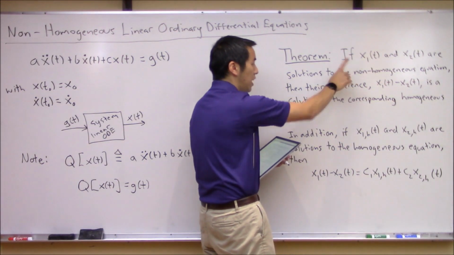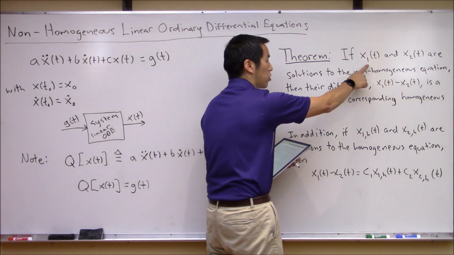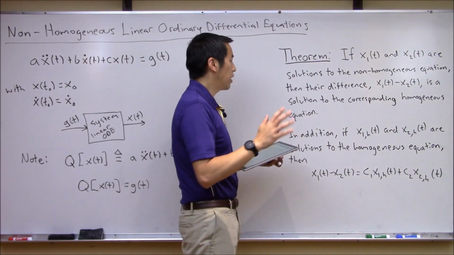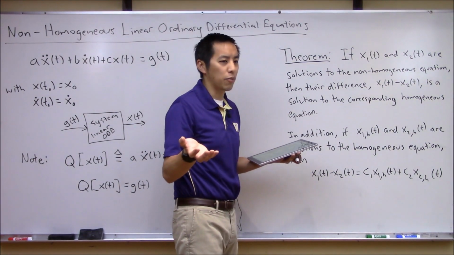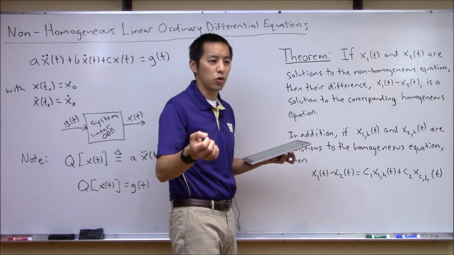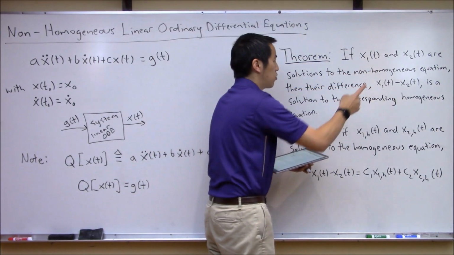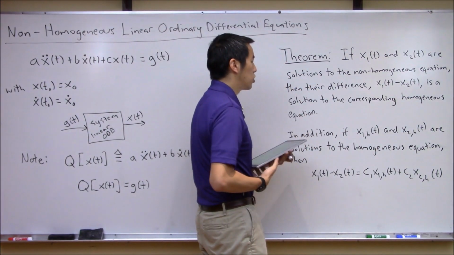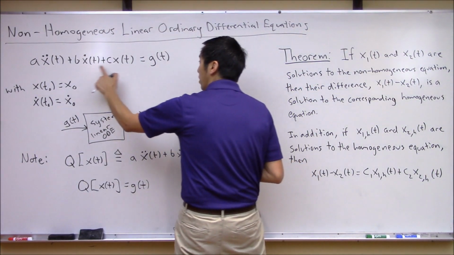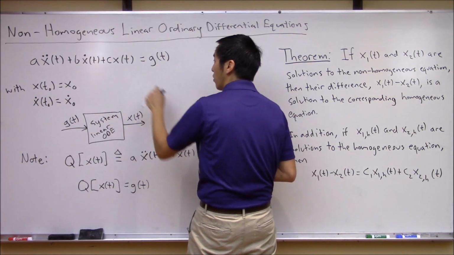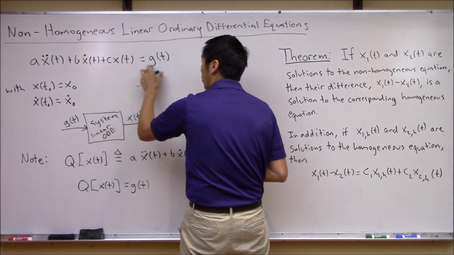So let's say you have solutions, let's call them x1 and x2. Let's say that I don't know where you got them. You pulled them out of thin air. Somebody gave them to you. You cheated and read the back of the book. Who cares? You found these x1 and x2, and they solve the non-homogeneous equation. Meaning, if you plug x1 and x2 into here, you will get g of t. It will make the left-hand side equal to the right-hand side.